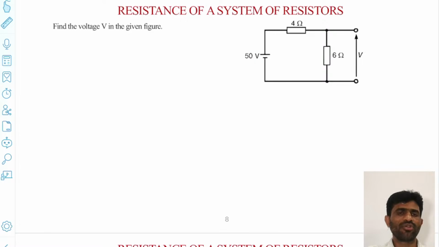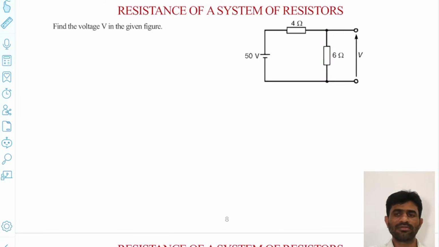Why do we have to find V again? That V is the voltage across 6 ohms. That V is between the terminals of 6 ohms. So you have to find the potential difference across 6 ohms. The total potential difference is 50 volts, but here we have to find the potential difference across only 6 ohms.